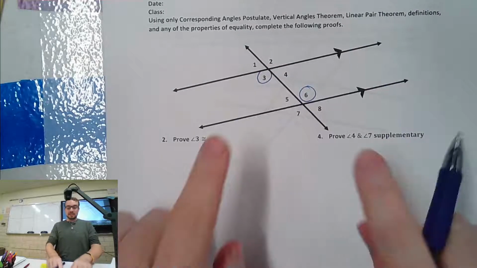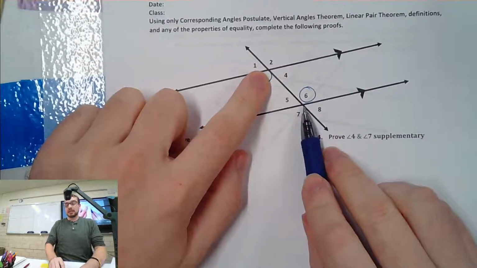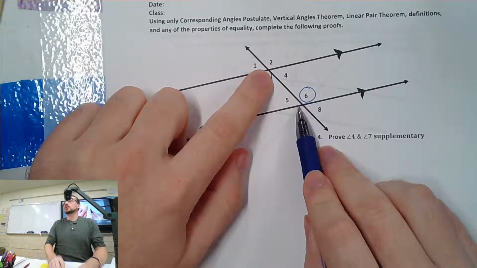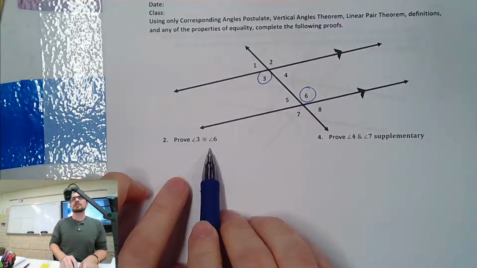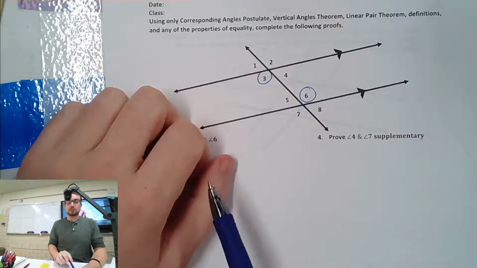So 3 and 6. I'd like to be able to say, hey, look, they're equal. Bam, done. Here's my reason. But it's going to take a couple steps. They're on different parts of the different intersections, right? So we're going to have to link them together. We're going to prove them congruent. So we're probably not going to use linear pair, because linear pair says they're supplementary, right? So how can I bridge the gap between 3 and 6?